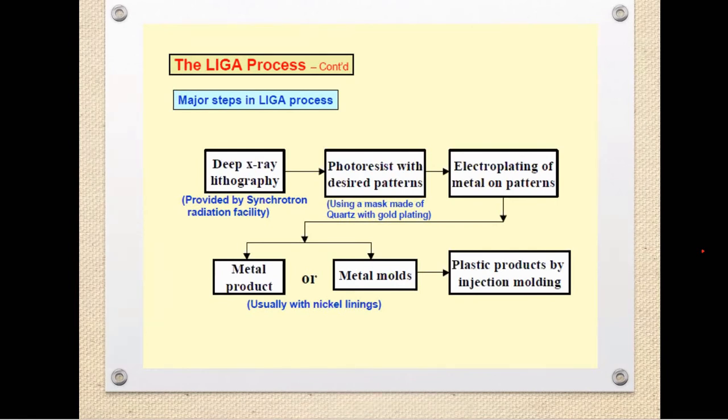lithography. The next step is patterning the photoresist using a mask made of quartz with gold plating. Masks are used in this X-ray lithography, and most masking materials are transparent to X-rays. So it is necessary to apply a thin film of gold to that area so that it will block X-ray transmission. The thin film used for this purpose is silicon nitride with a thickness varying from 1 to 1.5 micrometer, and above that we apply a thin film of gold because most of the masks are transparent to X-rays.